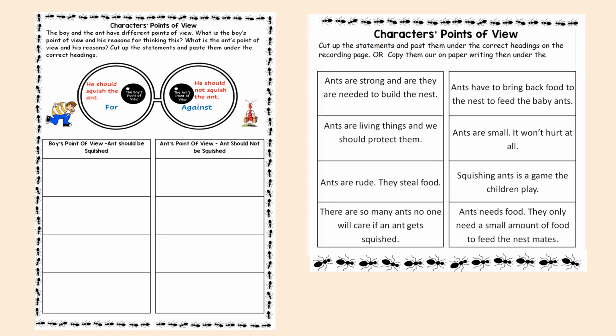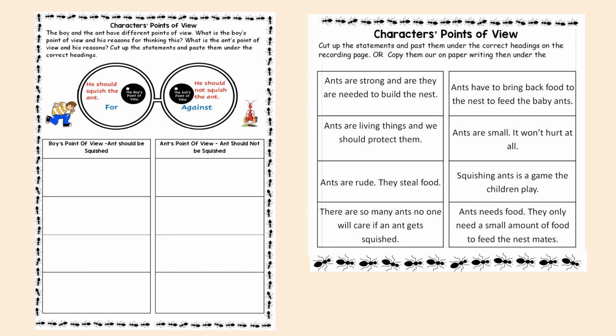Get a piece of paper, fold it in half, and you've got 2 columns. On one side have for, the ant should get squished. On the other one you can have against, he should not get squished. And you can write the statements out under the correct headings. So let's just read through the statements.